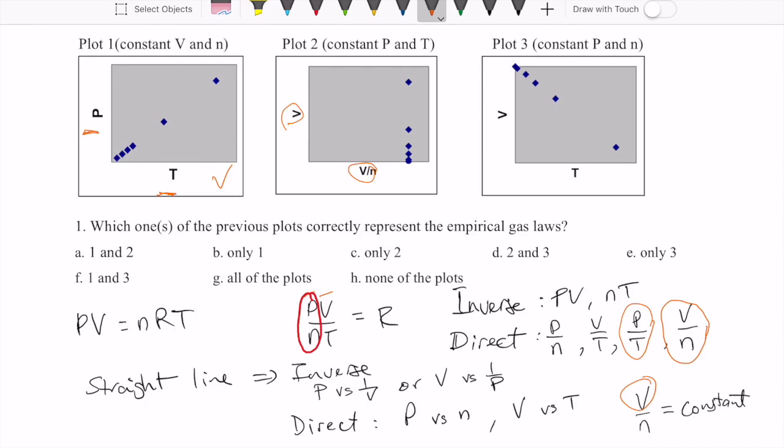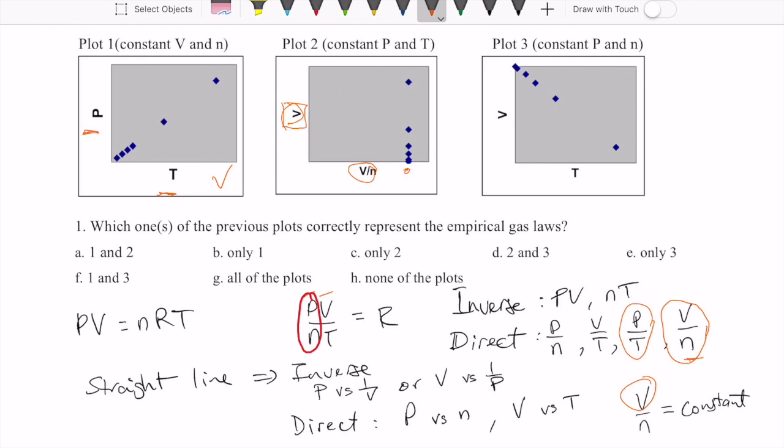So what the plot is showing us is a bunch of dots going up, which means the value of the y variable, the volume, is changing, but then the V over n, the x variable, doesn't change. It all stays on that value. So that, of course, gives us the correct relationship that's observed in the ideal gas equation: V over n equals a constant.